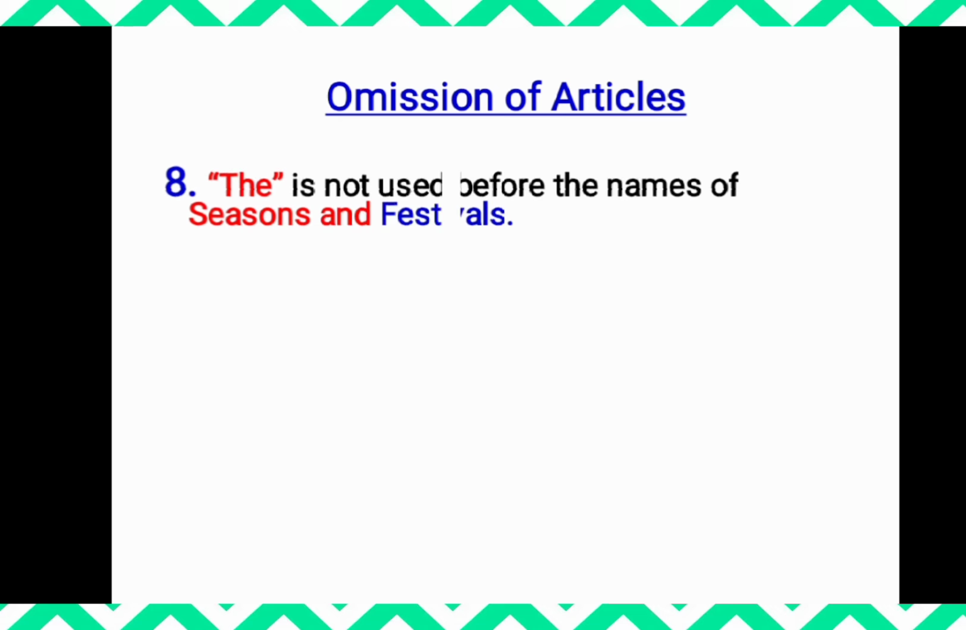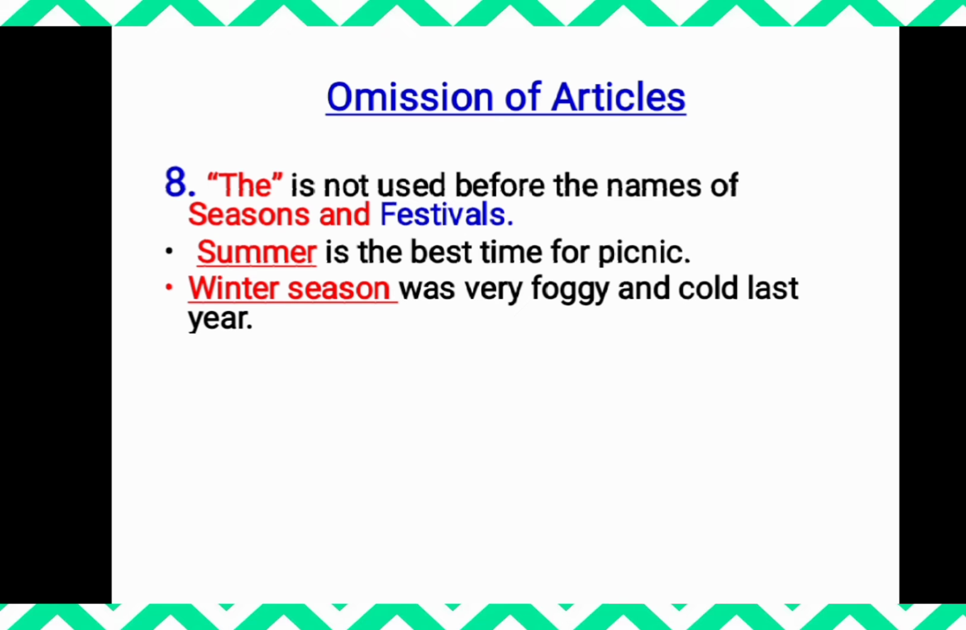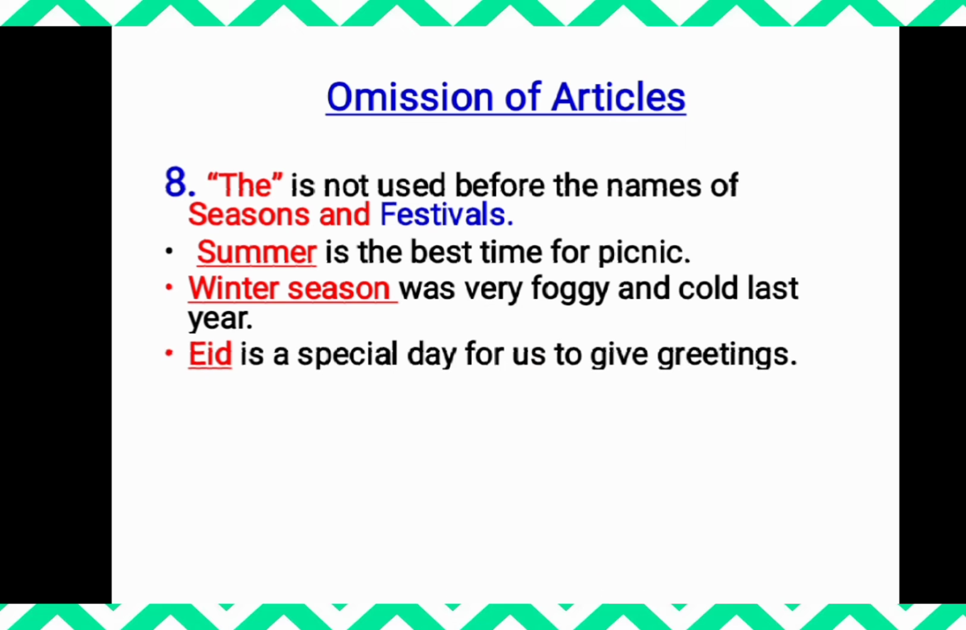Omission of articles. That is rule number 8. The is not used before the names of seasons and festivals. Summer is the best time for picnic. Summer is a season and we do not use the definite article the before the name of a season. The second example is winter season was very foggy and cold last year. Here is the season.